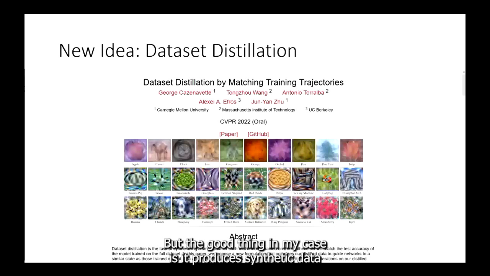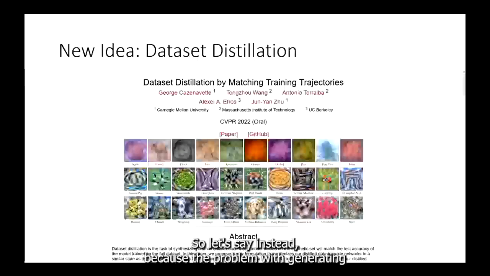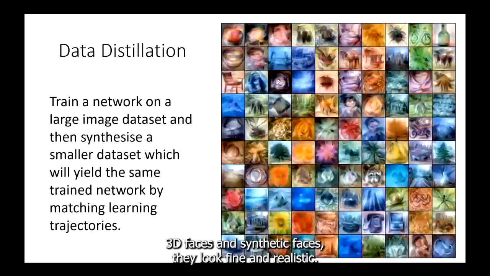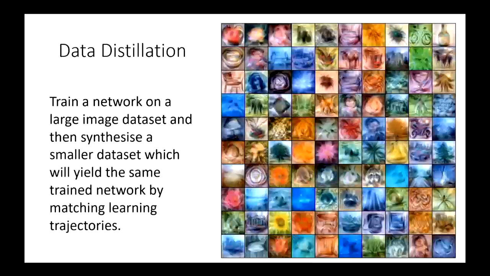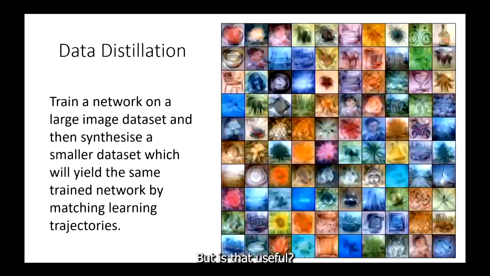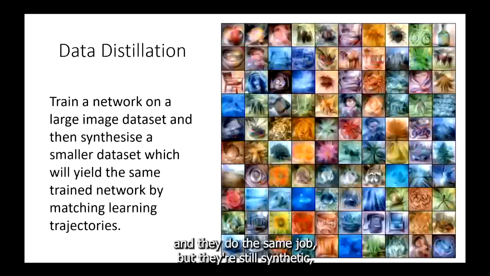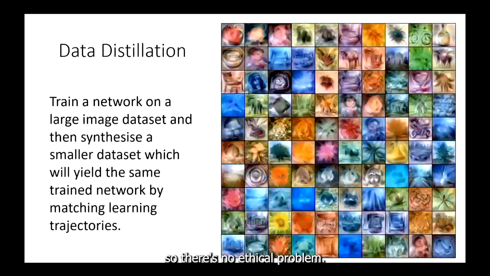But the good thing in my case is it produces synthetic data that doesn't actually look like faces, but it still gets you to the same point. So you can have a network that you've trained on real people, and then replace that with a whole bunch of synthetic people, and it will train the network to the same point. That's perhaps because the problem with generating 3D faces and synthetic faces is they look photorealistic, but is that useful? Do we need that? Maybe we can use these things that don't look photorealistic and they do the same job, but they're still synthetic, so there's no ethical problem.